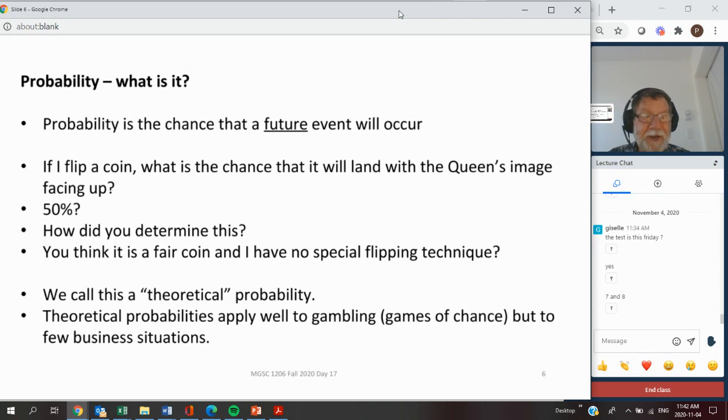And presuming that the dice we have are not fixed in some fashion, or that the deck of cards is not arranged in some special fashion. I should mention, though, if I flipped a coin, caught it, put it on my hand, and asked you, is the queen's face looking up? What do you think the chance is that the queen's face is looking up?